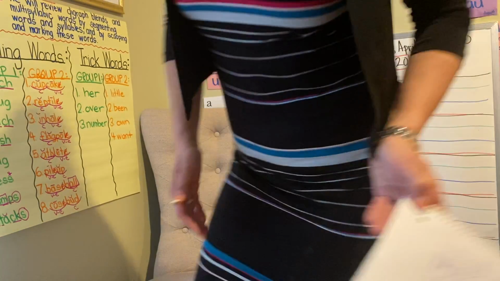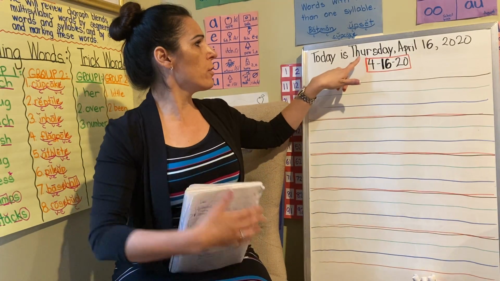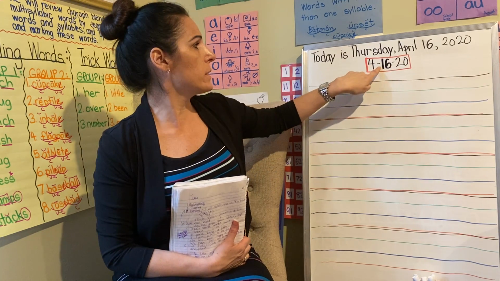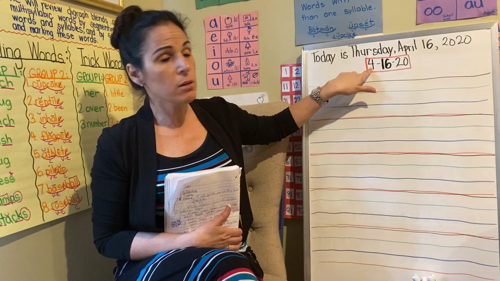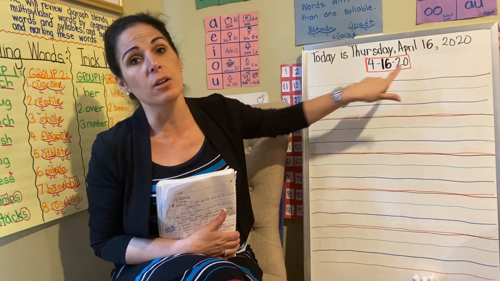Hey guys, I'm back. Okay, so just a reminder that today is Thursday, April 16th, 2020, 4-16-20. So April is our fourth month of the year, the 16th day of our month, and we have the 20th year in our century.